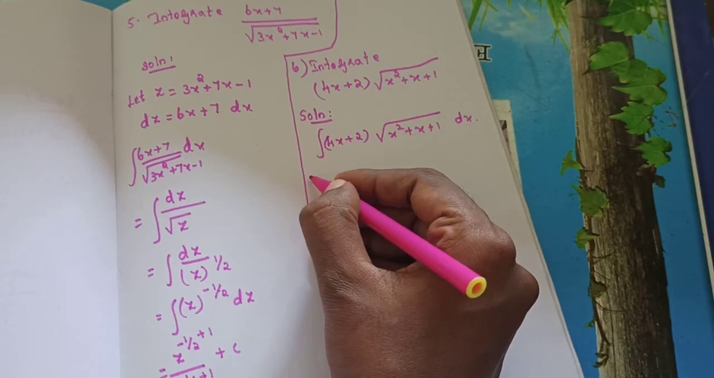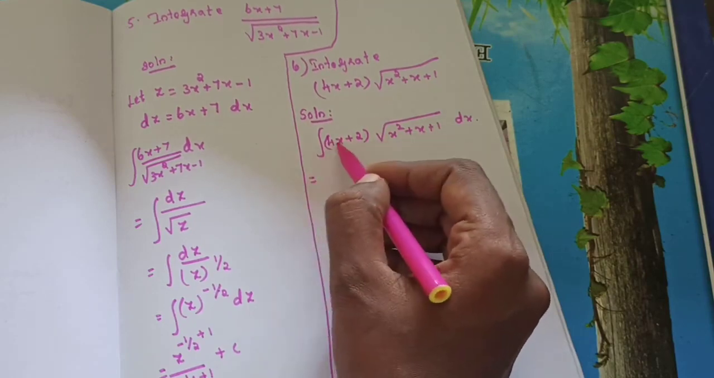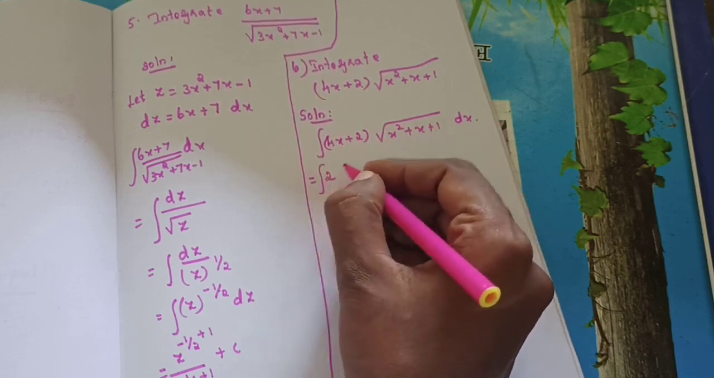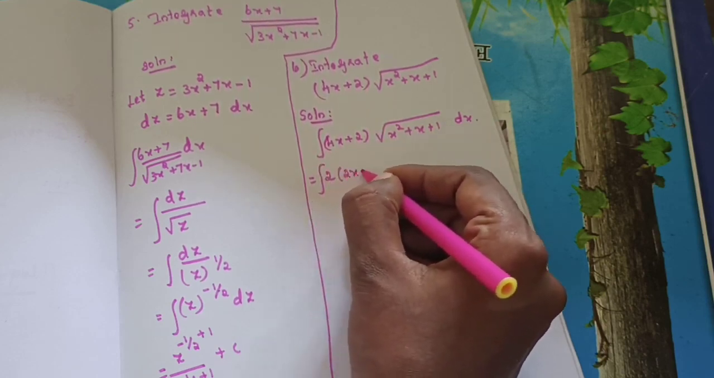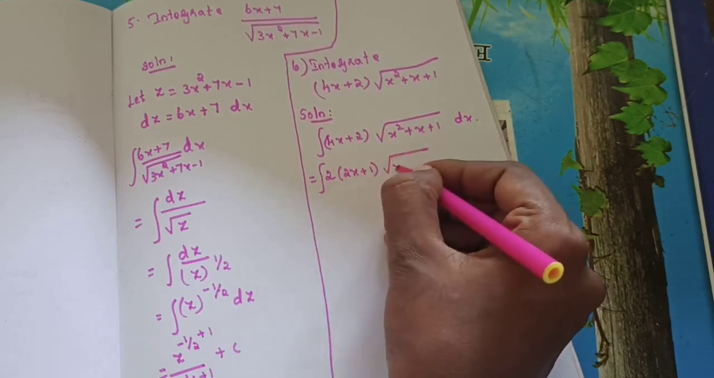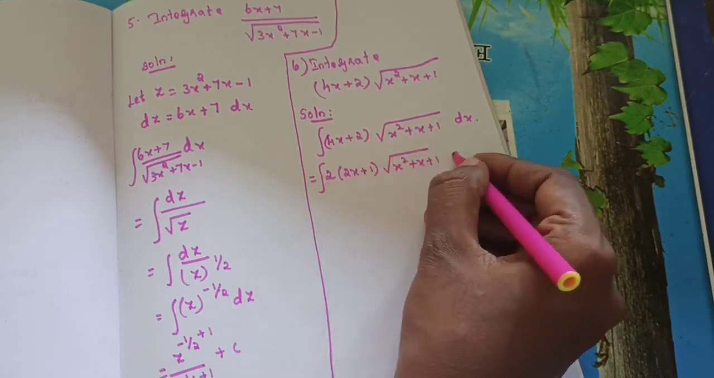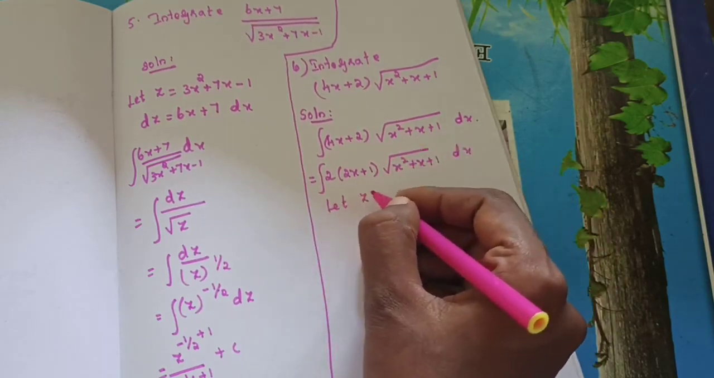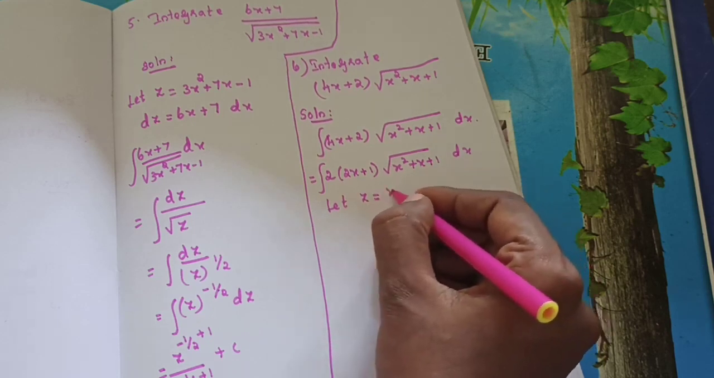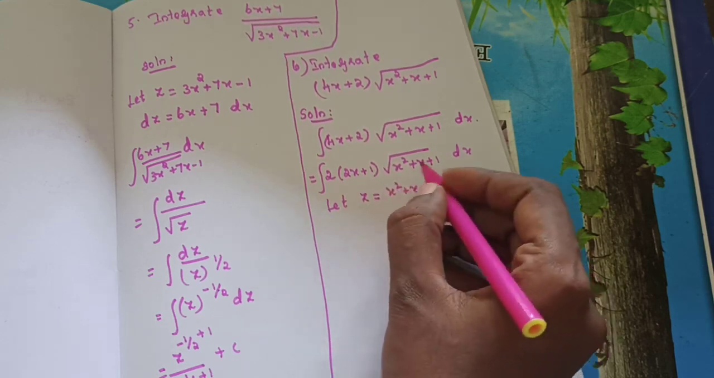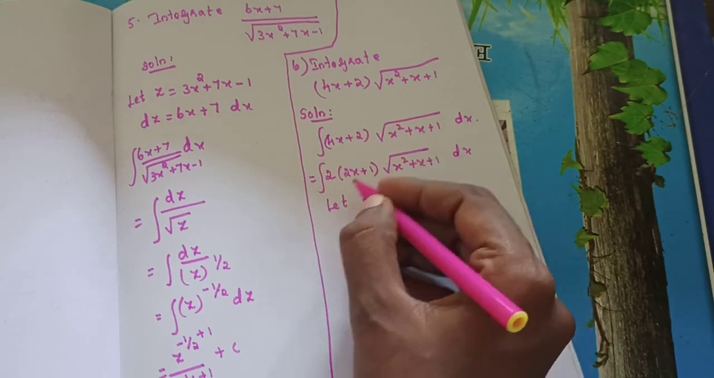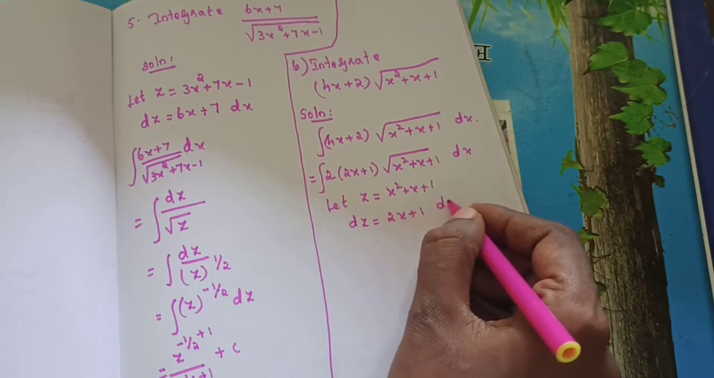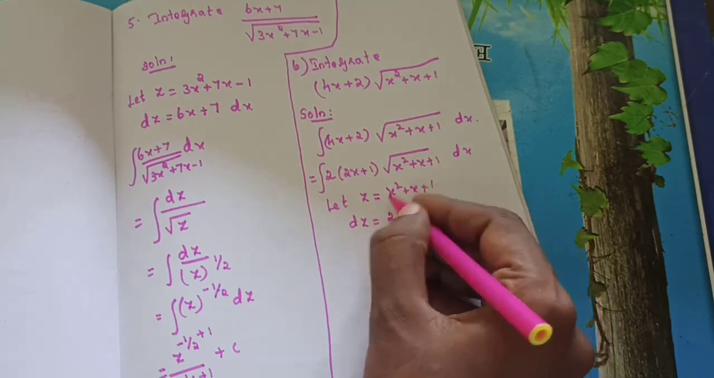So that's equal to, shall I take the 2 outside from here? 2 is common, so we can take 2 outside. So what will happen? 2 into (2x plus 1) square root of x square plus x plus 1 dx. Then we can consider let z is equal to x square plus x plus 1. The bracket inside value I am taking as z. So what's the value for dz? (2x plus 1) dx.